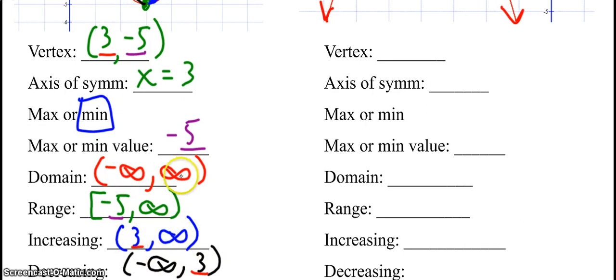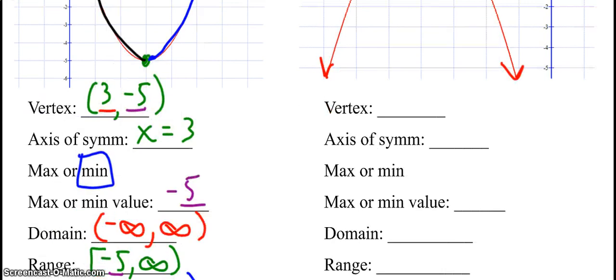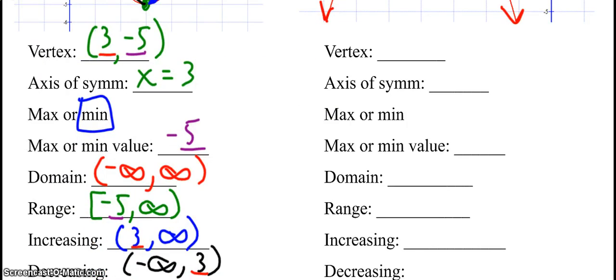So the domain is negative infinity to infinity. So one of these intervals should start at negative infinity, and one of them should end at infinity. Wherever one of the intervals ends, another interval should start at that same location. Notice here that I'm using parentheses because although 3 is an included value in the function, at this point, 3, negative 5, that is when we have our minimum. So at that exact point, the function is not increasing or decreasing, it's just the lowest point. So it is decreasing on this interval from negative infinity to 3, and then from 3 to infinity, it's increasing.